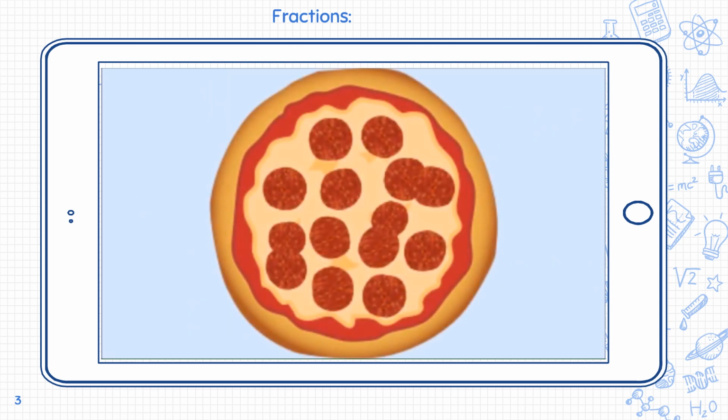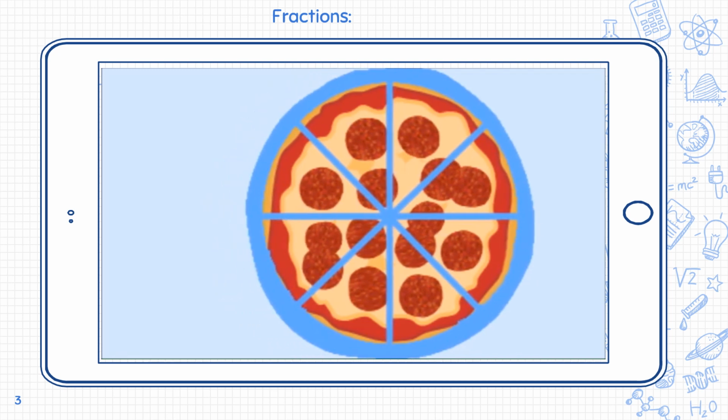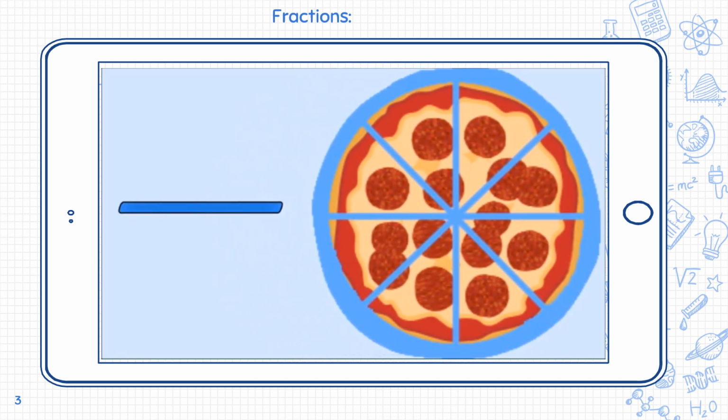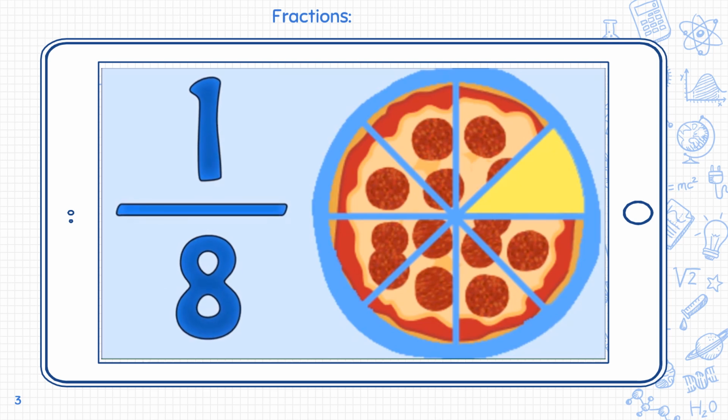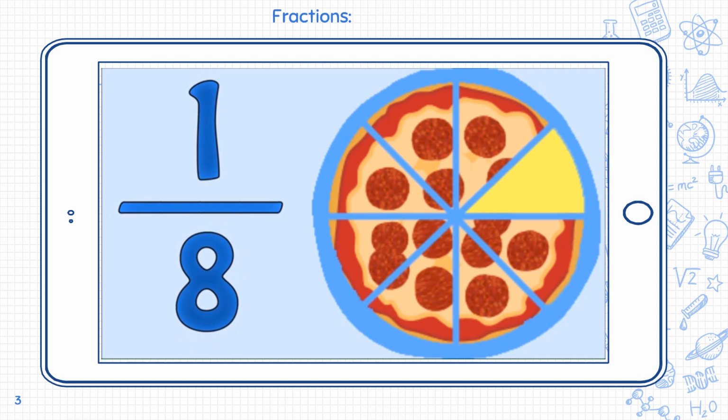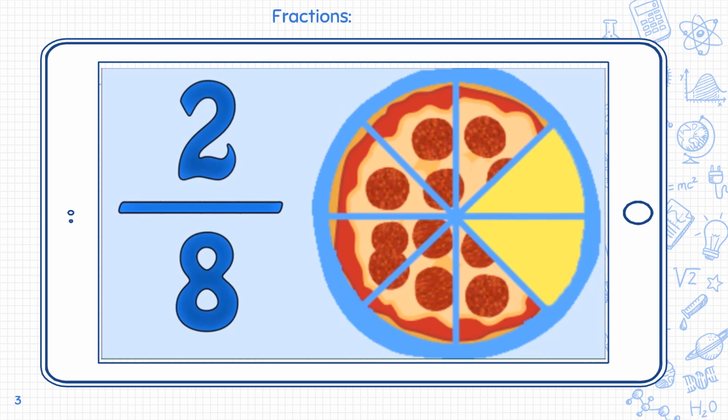For example, a pizza is usually divided into 8 slices. That means that in a fraction, the denominator would be 8. If you normally eat 1 slice of pizza, then 1 would be the numerator. That means that you eat 1/8 of a pizza. If you normally eat 2 slices of pizza, then 2 would be the numerator. The denominator would still be 8 since there are always 8 slices of pizza. That would mean that you eat 2/8 of a pizza.